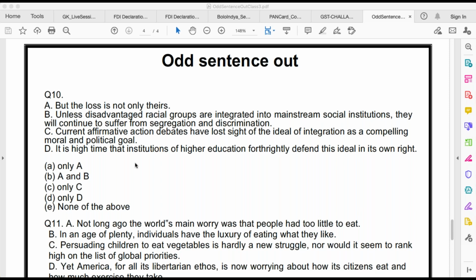Does it make sense? How are the institutes of higher education coming into the picture? We are talking about a plain concept of integration of racial groups into the mainstream. Where are institutions of higher education? Social institutions are not higher education. Social institutions are not education institutions. Social institutions are the ones responsible for community. Educational institutions are meant for education. Integration of a racial group into the mainstream is a social thing, not an educational thing.